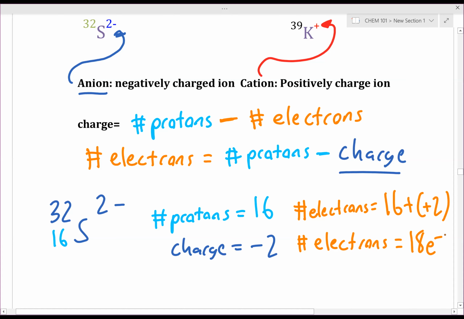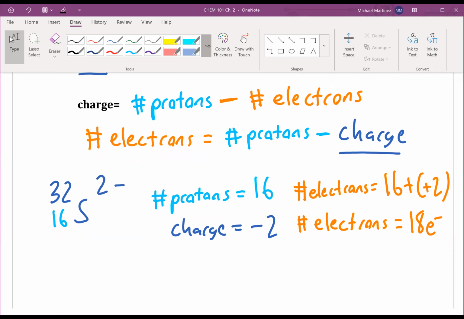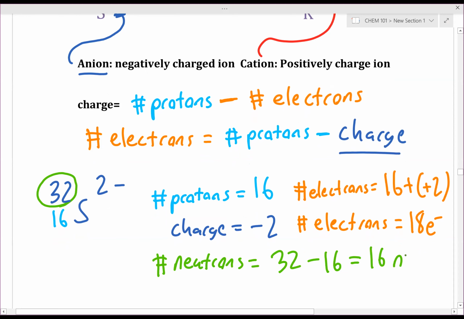Just as a bonus, to make sure that we're 100% comfortable, do we have enough information to figure out the number of neutrons? Yes. So to do that, we take our mass number, which is 32, minus the number of protons, or our atomic number, which is 16, and that gives us 16 neutrons to work with. Perfect. So now we're starting to tie everything together.